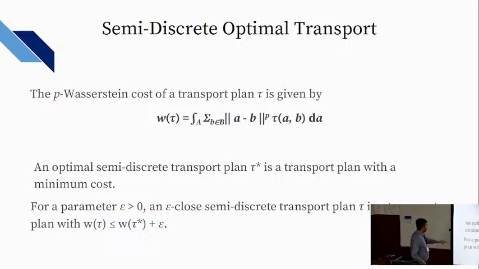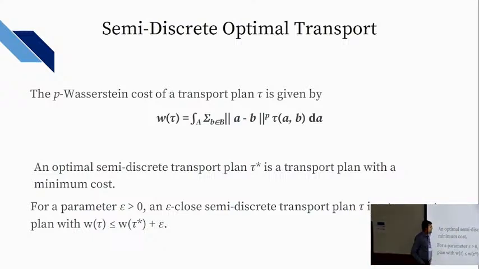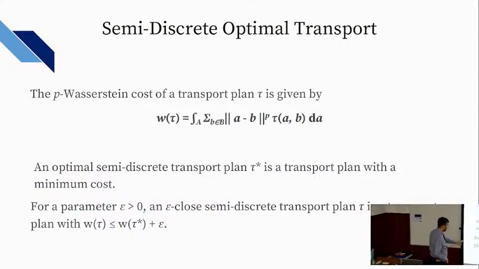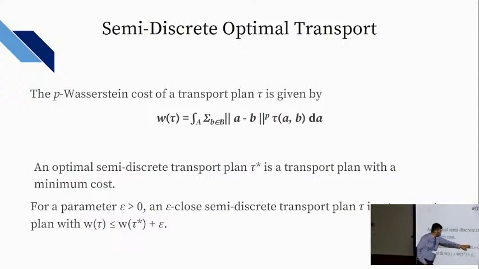And of course, the optimal semi-discrete transport plan is the plan with the minimum P-th power cost, and that's what we are interested in finding. For this talk, I focus on computing an epsilon-close semi-discrete transport plan, which is basically any transport plan whose cost is within an additive error epsilon from the optimum.